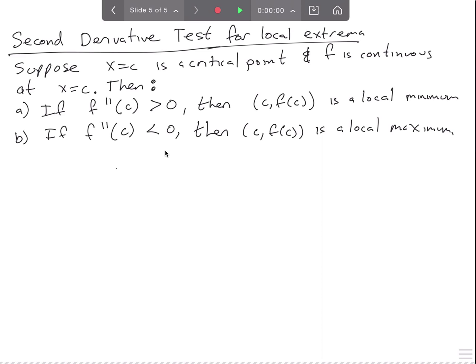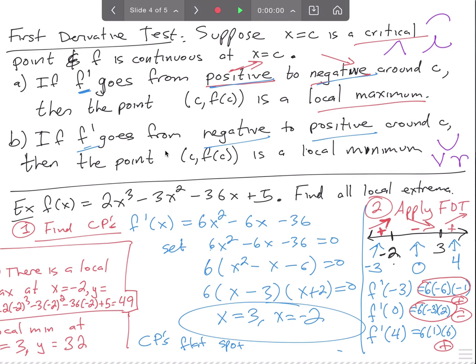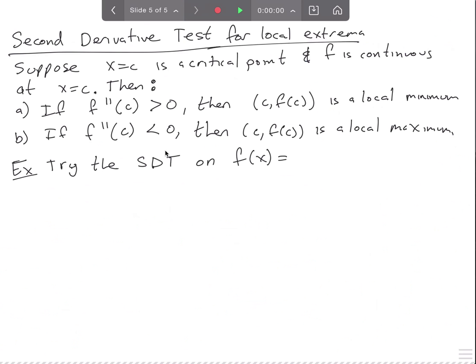Okay, so let's quickly try the second derivative test on the one we just did. What was that? That was 2x cubed minus 3x squared minus 36x plus 5. Okay, all right, so just for fun. Oh, wait, sorry, I forgot. Because what are we missing?